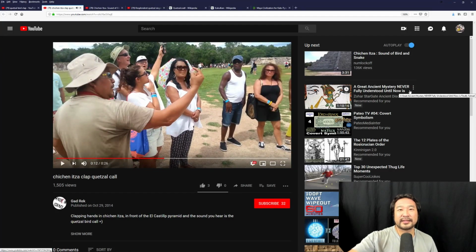So if you face there in that section, or to your west, there's another monument. When you clap your hands, you'll get a Quetzal call. At least one of the versions of the Quetzal call.